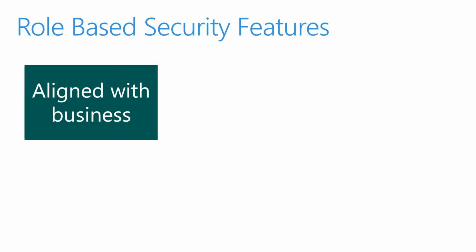In Dynamics 365 for Talent, security is role-based, and many of the security roles and duties are provided out of the box to help with the base security definitions. By using role-based security, users are assigned to roles based on their responsibilities in the organization and their participation in various business processes. Again, instead of identifying and granting access to application elements, the administrator assigns duties which users in that particular role will perform.